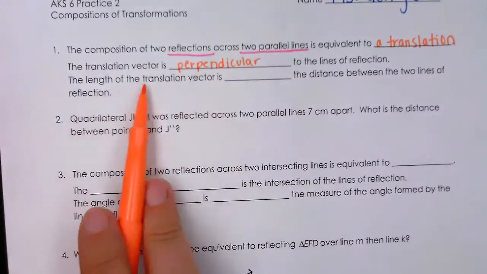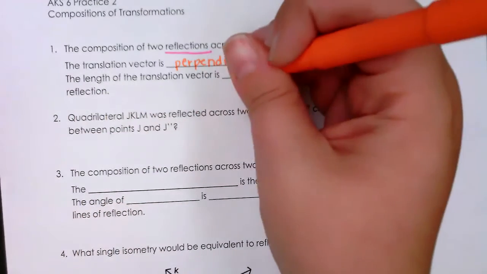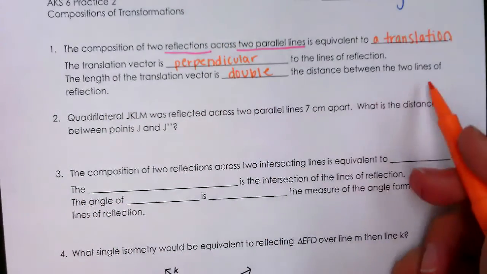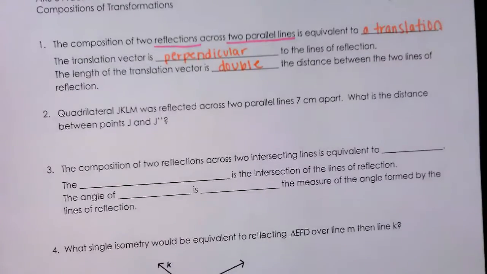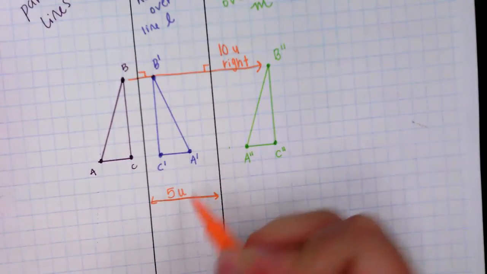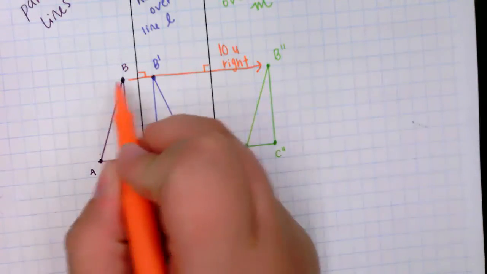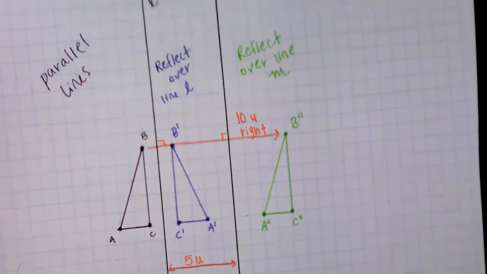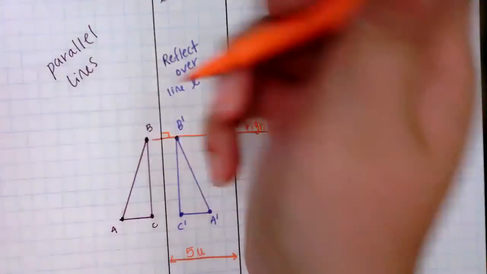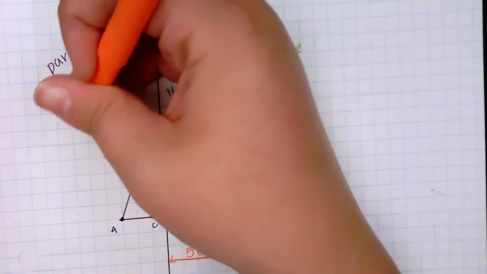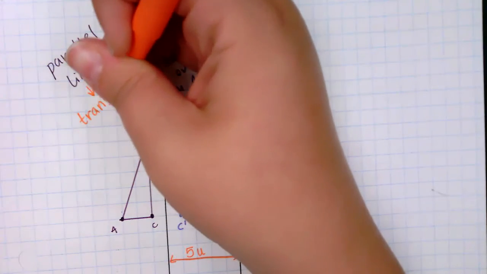And now the length of the translation vector is double the distance between the two lines of reflection. So those two parallel lines, right? So just like we saw, 5, when I double it, I get 10, and 10 is the length of the translation vector. All right, so this is for parallel lines, and we said that when I reflect over two parallel lines, it's the same as a translation.